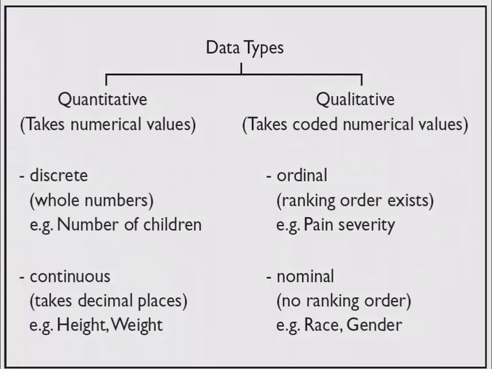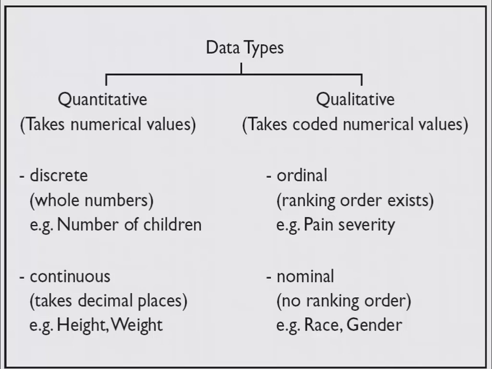Variables we can categorize into either quantitative numbers or qualitative categories. Those that we measure, we count, those are quantitative data. Those that we classify based on their characteristics are what we call qualitative data.